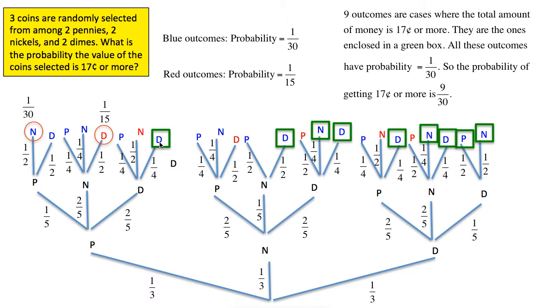And those outcomes are all shaded blue, which signifies that their probability is 1/30. So we've got 1, 2, 3, 4, 5, 6, 7, 8, 9 outcomes, each with probability 1/30. So the total probability of getting 17 cents or more is 9/30. We've deduced it in this case by drawing a tree and filling in the probabilities in the tree.